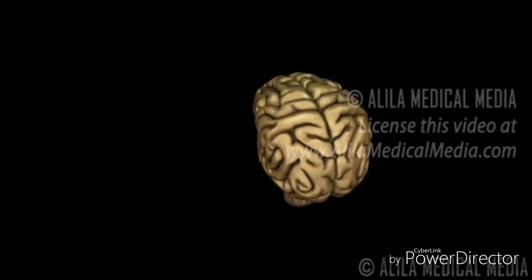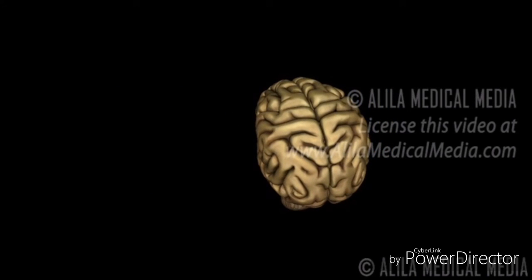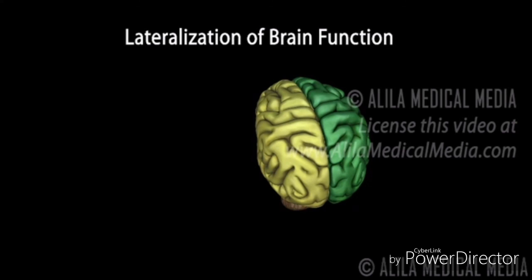At first glance, the two hemispheres look identical, but research has found a number of differences between them. This is called lateralization of brain function. For example, the language formation areas, the Wernicke's and Broca's areas, are usually located in the left hemisphere of right-handed people. Lesions to these areas result in language comprehension deficits or speech disorders.